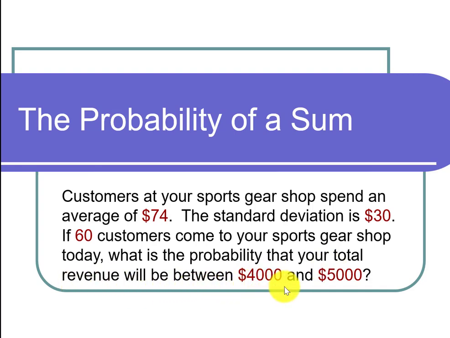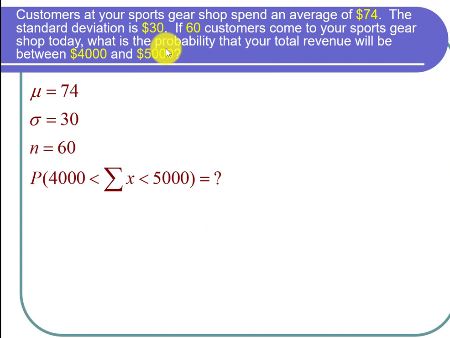between $4,000 and $5,000? So to work this out, let's realize that we want the total revenue. So we want to get down our cast of characters, all the numbers that were given, and talk about their symbols. So the first one is the average. The average is $74, and that is mu. Mu equals 74. Next, the standard deviation is 30. That is sigma equals 30. 60 customers come to your shop, so that's the sample size, or that's n equals 60.